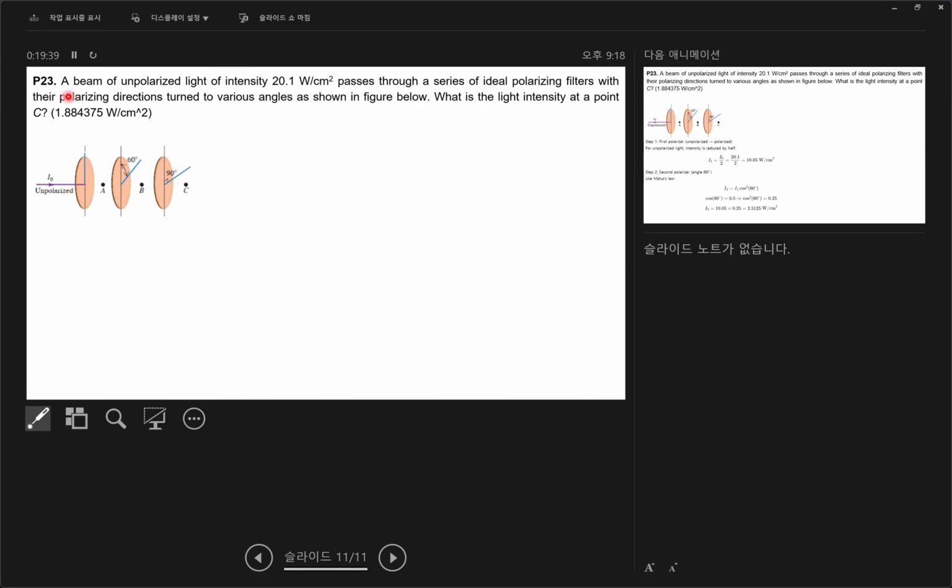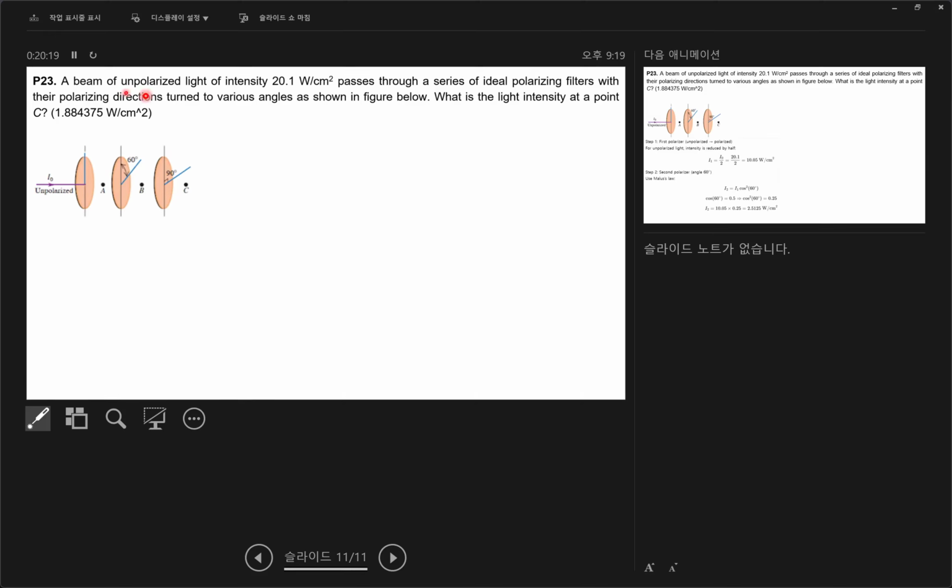We have another one on polarization. We have unpolarized light incoming, then a polarizer, then one at 60 degrees, and then after that one at 90 degrees. Usually, if you have just two polarizers at 90 degrees to each other, you will not get any light coming out. But in this case, there is another polarizer in between at an angle of 60 degrees, and you need to find out what's coming out.